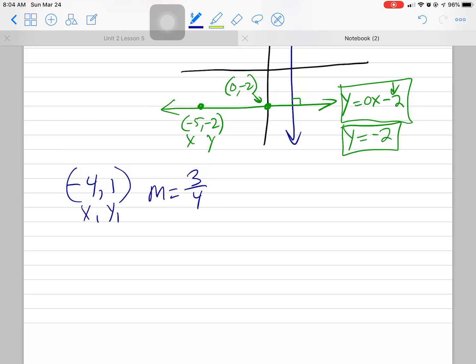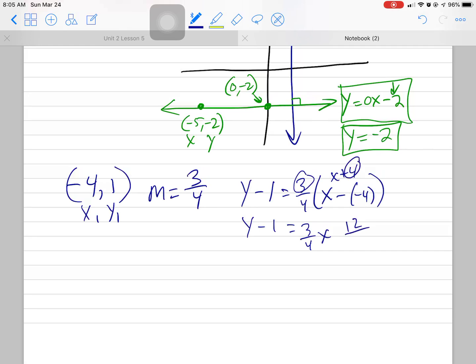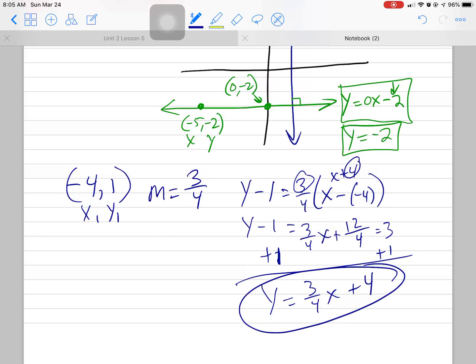I have to start with my point slope because I have a point and a slope. So y minus y1 equals the slope that I need times x minus negative 4. So y minus 1 equals, this is x plus 4. This is going to be 3/4 x. 3 times 4 is 12. Over 4, it's a positive, so that equals a 3. Plus 1, plus 1. Y equals 3/4 x plus 4 is my final answer.